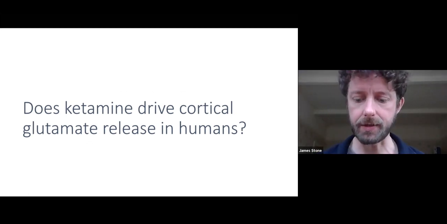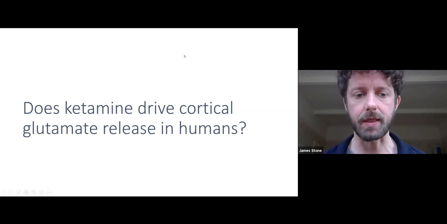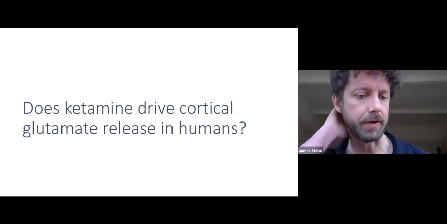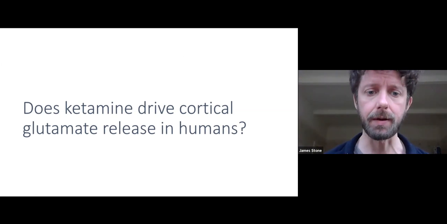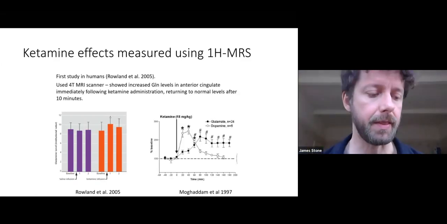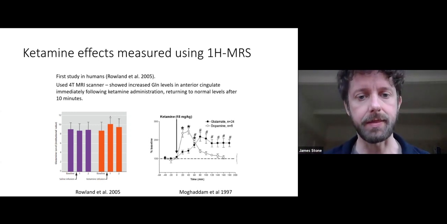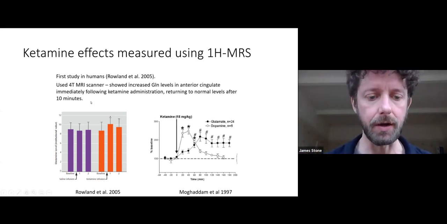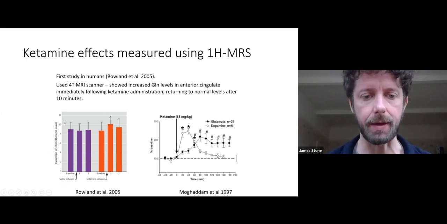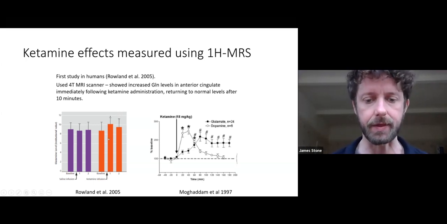So the next question, in order to look into this model of schizophrenia and ketamine: does ketamine drive cortical glutamate release in humans? Again, there had been some work around the mid-2000s. Laura Rowland did the first ever study of this using MR spectroscopy and gave an infusion of either saline or ketamine to healthy volunteers and looked at whether there were any changes in glutamate. She found that there was an increase in glutamine, again, glutamine, not glutamate, immediately after the ketamine infusion.